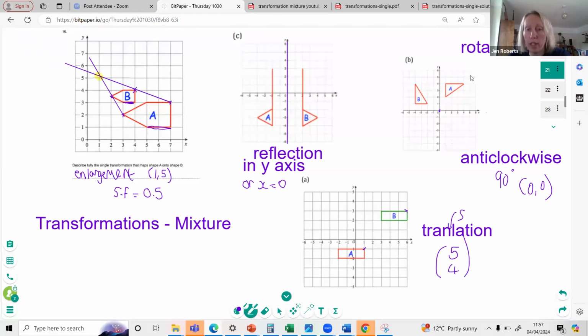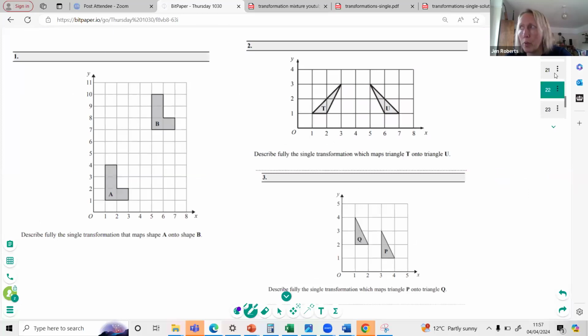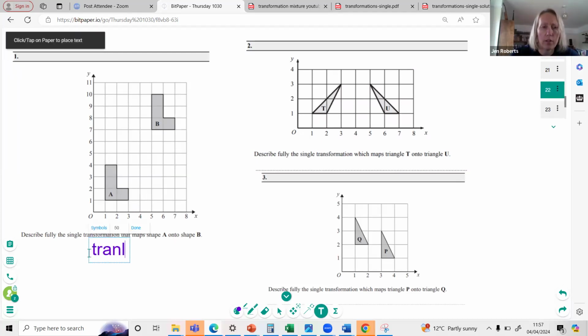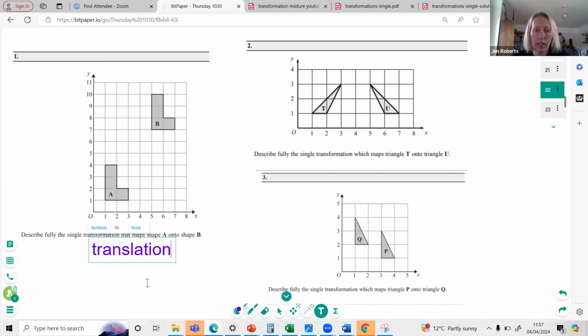Okay, have a go at these 3 now. Put me on pause and unpause when you're done. Okay, so hopefully you thought, well, your shape's just moved, so it's translation. We need a vector. What's our vector? 1, 2, 3, 4. 1, 2, 3, 4, 5, 6.